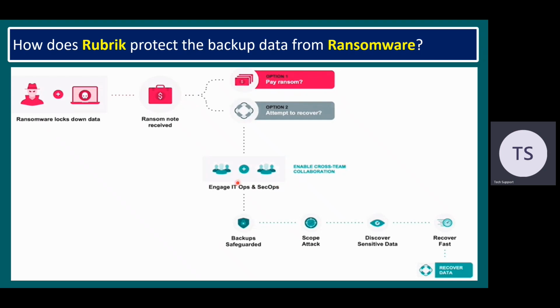Jointly together we will verify whether the backups are safeguarded. Definitely, when we are using Rubrik zero trust architecture, backups are safeguarded. With safeguarded backups, we need to identify the scope of the attack: whether the attack is on the complete IT infrastructure, or only on some layer. So first identify the attack surface, then discover your sensitive data and recover fast. That's how we can recover using HPE and Rubrik zero trust architecture.